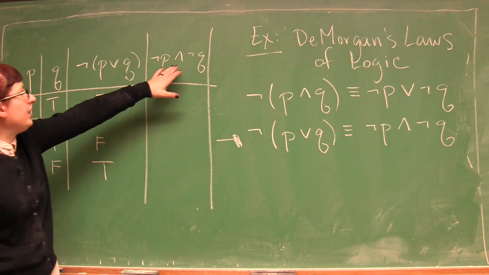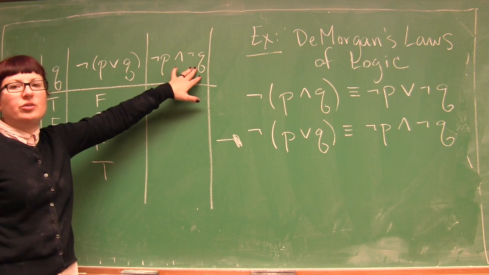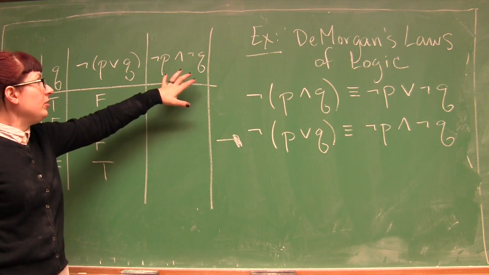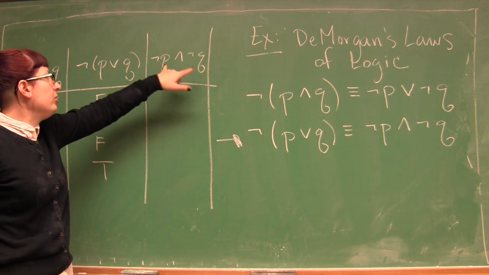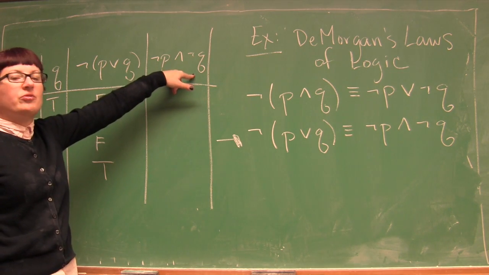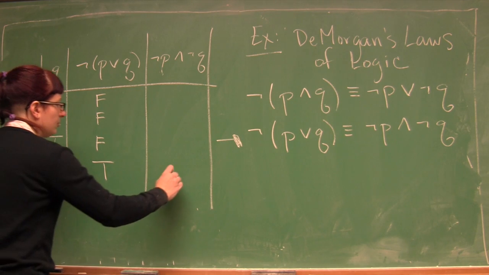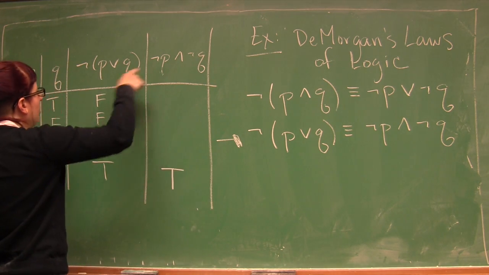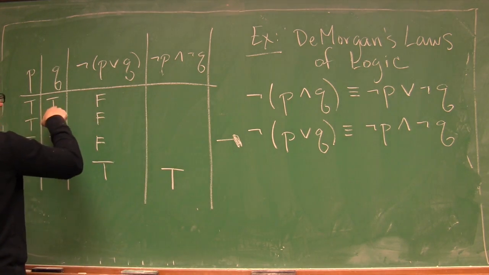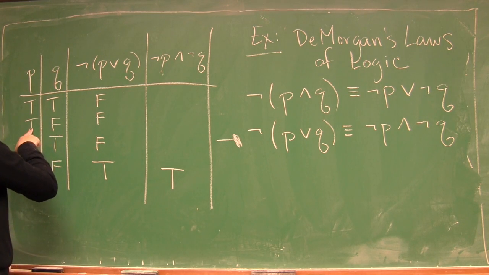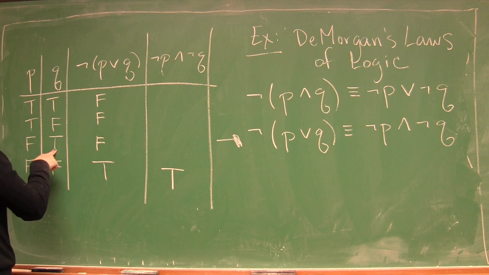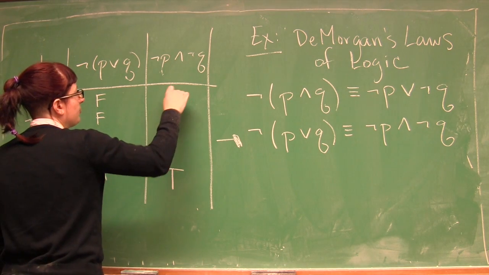Now, here we want to take the and of not P and not Q. Well, this is only going to be true if not P and not Q are both true, which means it's only going to be true if P and Q are both false. In all the other situations, one or the other is false. In this case, both. In this case, P is false, not P is false. In this case, not Q is false.